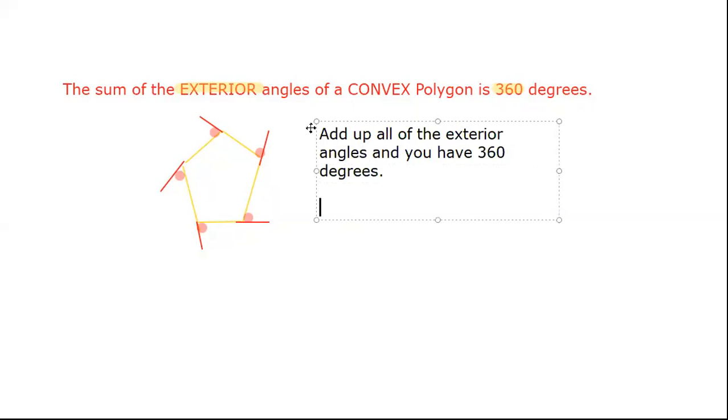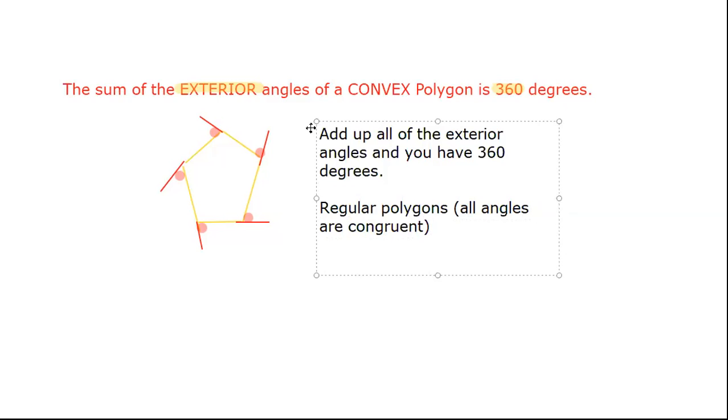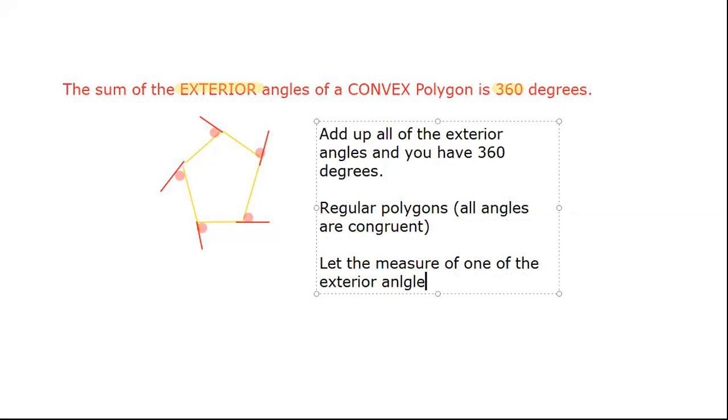Now, what do you remember about regular polygons? All angles are congruent. So if this is a regular polygon and every single angle is congruent, all those red dots are the exact same thing. So let the measure of one of the exterior angles equal x. How many are there? You have x plus x plus x plus x plus x. There are five of those red dots, and we add them all together and we get 360.